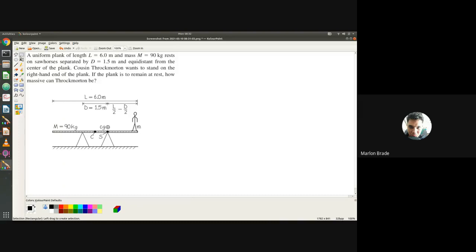Okay. So ang akong sawhorses, kining duha. So ang separation distance between dinhi ug dinhi nga point is 1.5 meters.